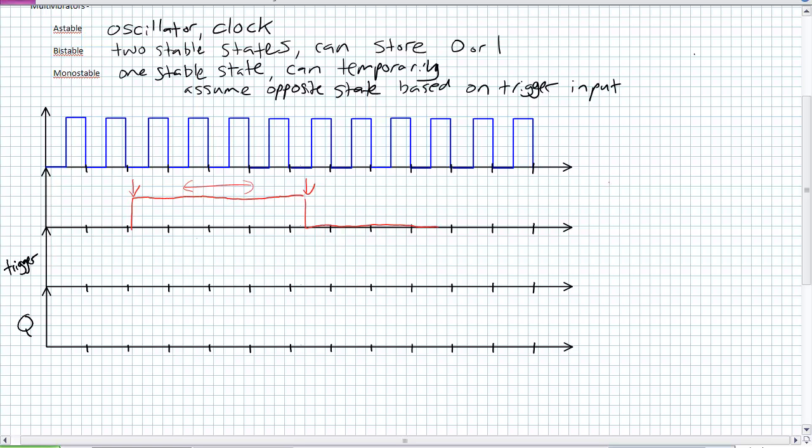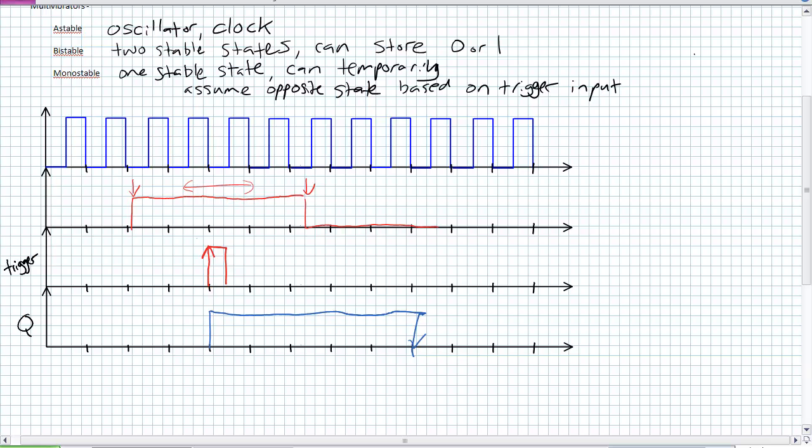So what happens? This monostable multivibrator, the output Q, is 0. It's in its monostable state until a rising edge for our trigger comes along. What happens? It can temporarily assume the opposite state for 5 nanoseconds. 1, 2, 3, 4, 5 nanoseconds, at which time it reverts back to its monostable state. So you should be able to understand the difference between the three multivibrators, namely astable, bistable, and monostable, and recognize on a timing diagram which particular multivibrator I'm talking about.